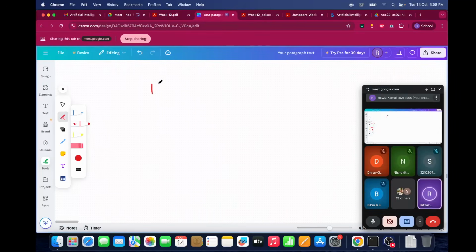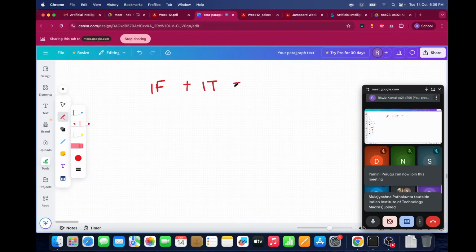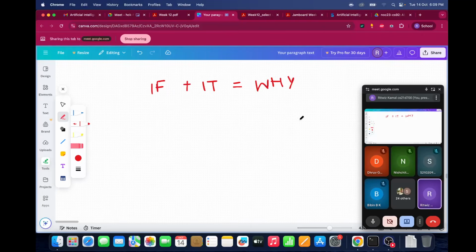Let's say instead of a plus a equals xy, we have something like this. IF plus IT equals WHY. This is your equation, and now you need to find mappings for I, F, T, W, H and Y. One hint that you can get from here is that IF and IT are 2-digit numbers, whereas the sum is a 3-digit number, so you need to assign the numbers accordingly.